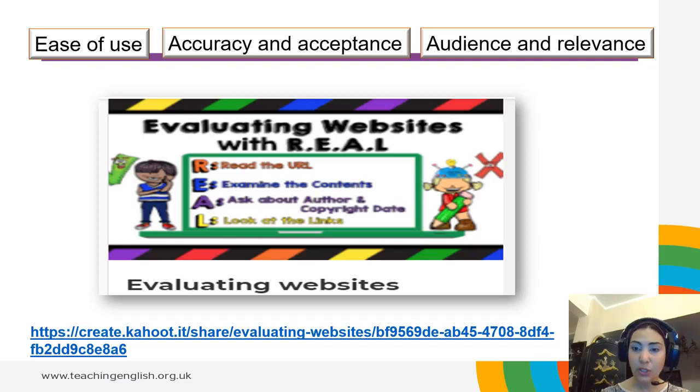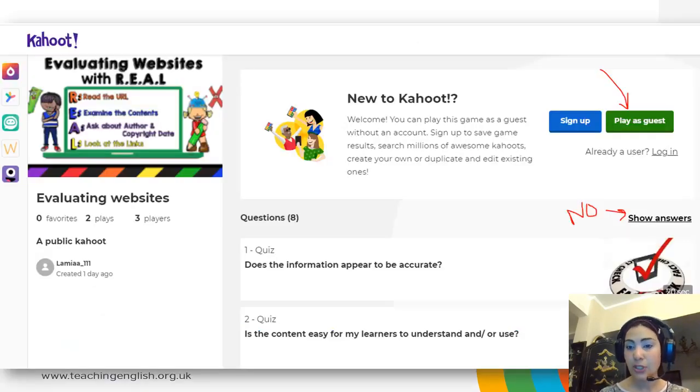And then I want you to put that criteria under the right category. Does it belong to ease of use, it's easy to use, or accuracy and acceptance, or audience and relevance? Of course, when I talk about audience and relevance, I'm talking about my learners and the level of my learners. Okay, now let's do this activity together. I'm going to show you exactly what you need to do.